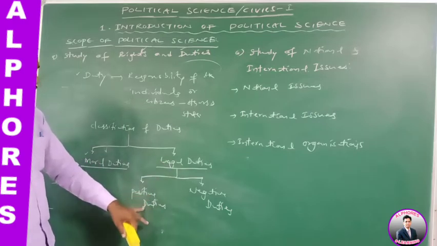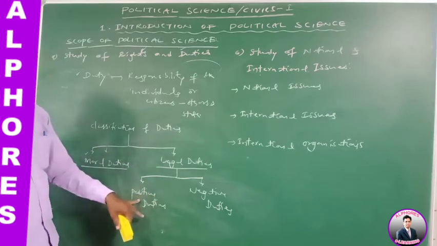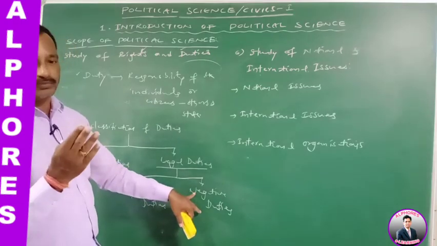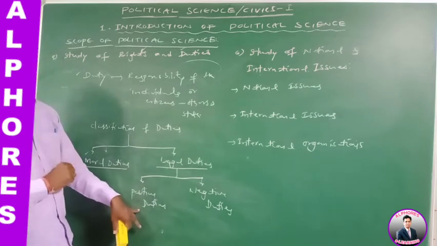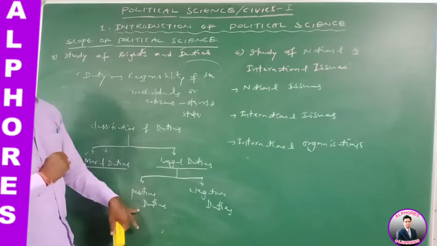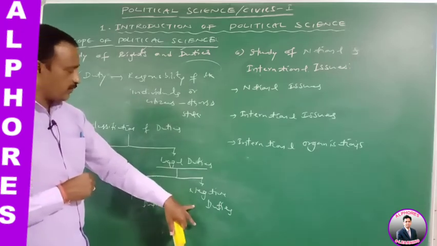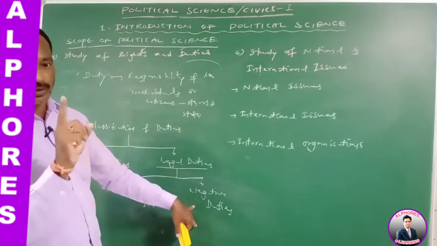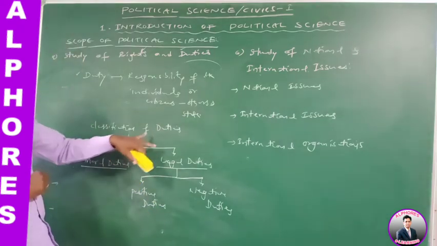Legal duties again divided into two types: positive duties and negative duties. Positive duties say what to do, whereas negative duties say what not to do. What are the examples for positive duties? Obeying the laws of the state, paying the taxes to the government in time, proper use of right to vote in times of elections. The best example of negative duty is not to destroy the public property. So it is the classification of duties.